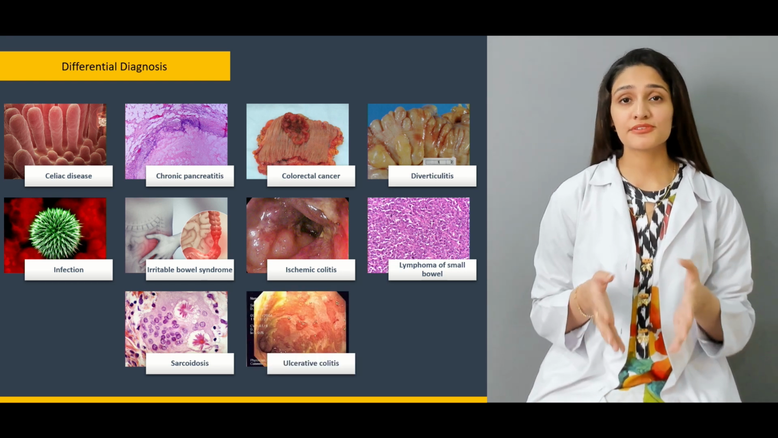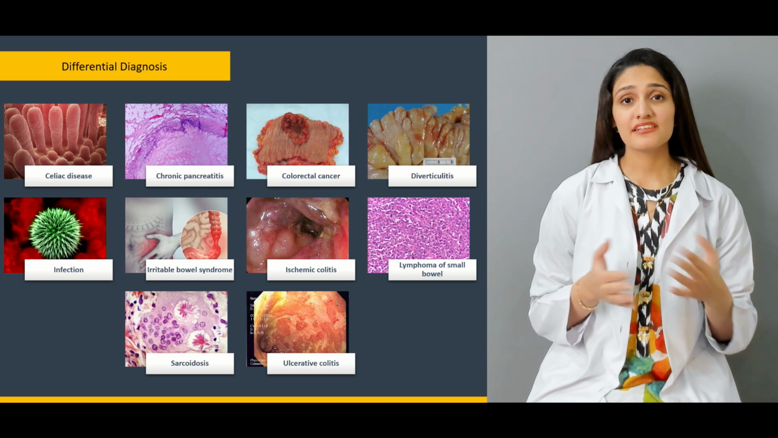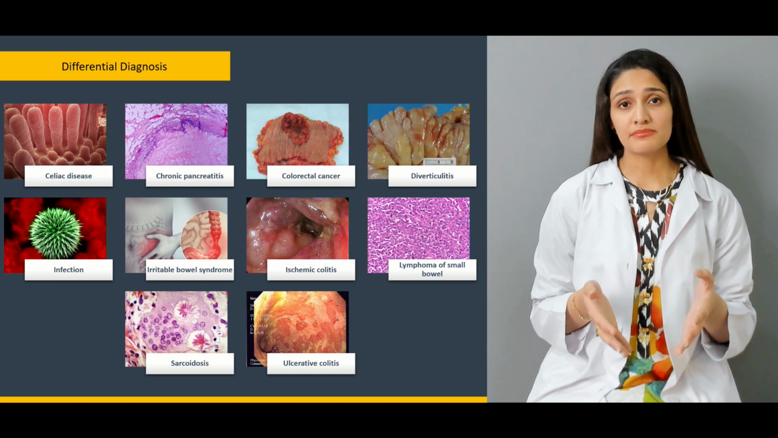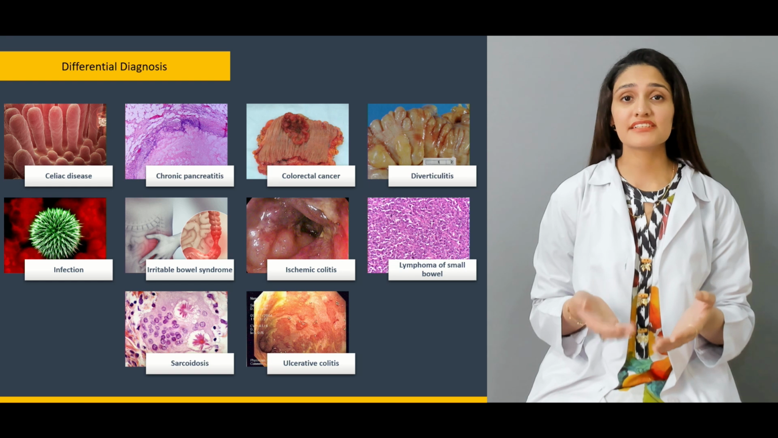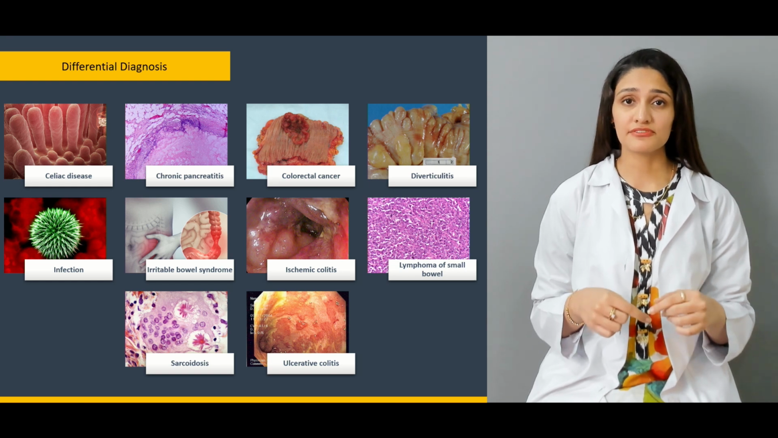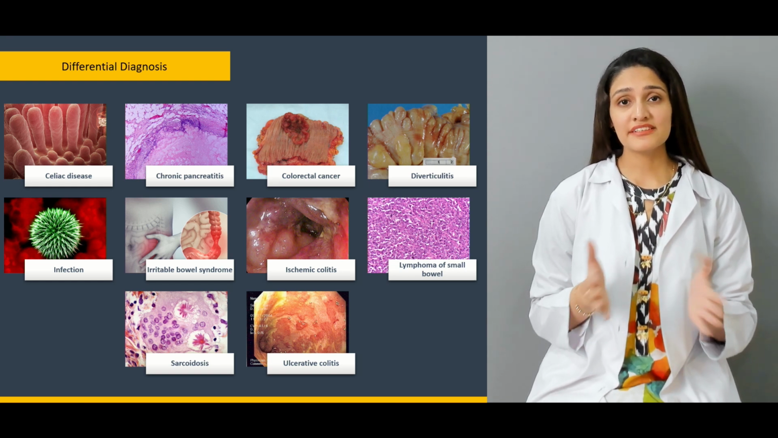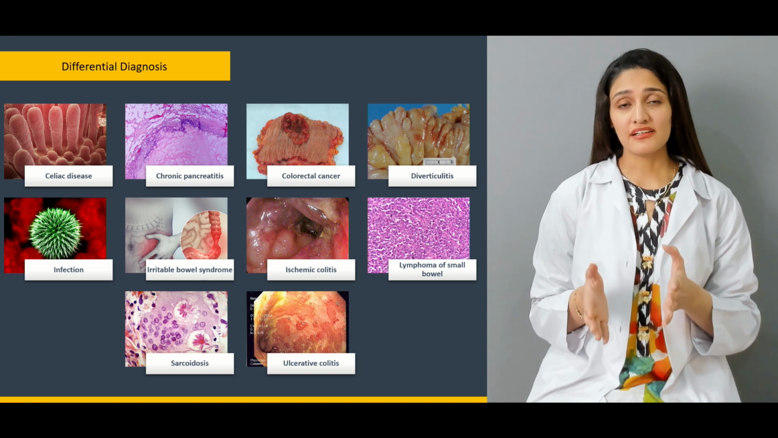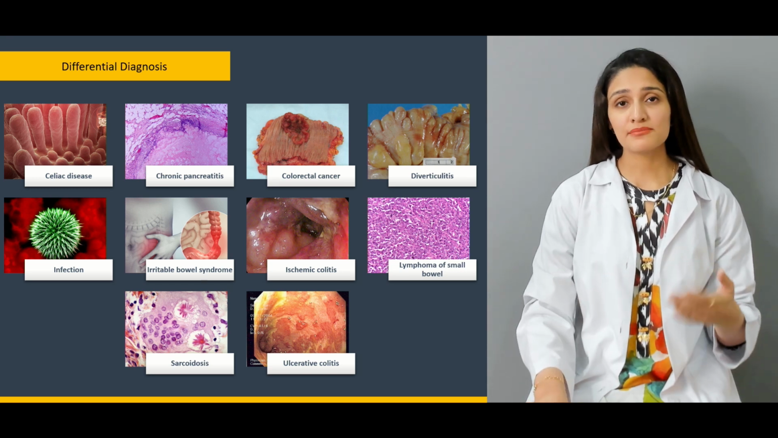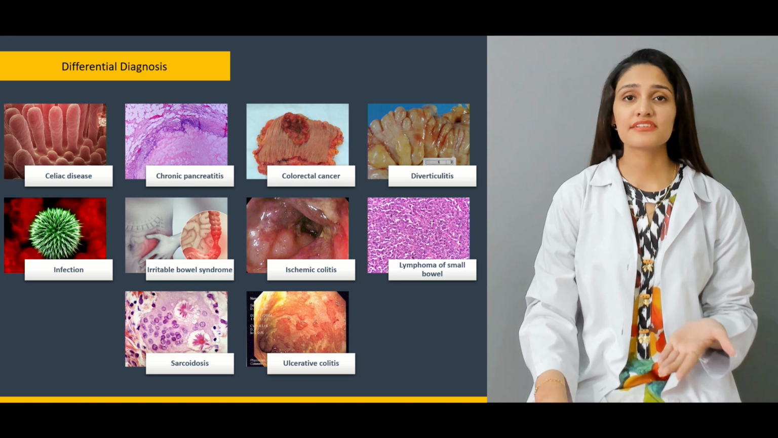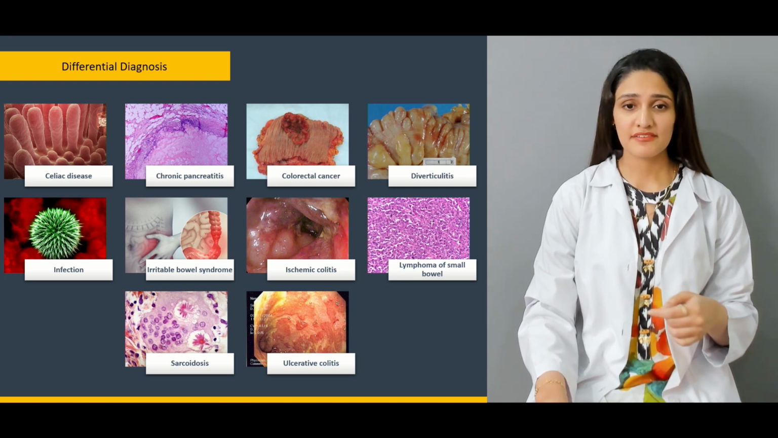As you all know, ulcerative colitis is the other part of inflammatory bowel disease. So inflammatory bowel disease consists of Crohn's disease and ulcerative colitis. So it is very necessary to differentiate between these two. So I'll be discussing how to differentiate ulcerative colitis from Crohn's disease.